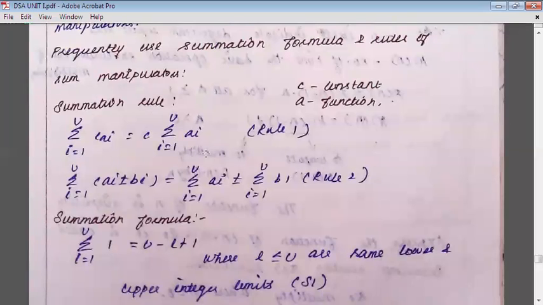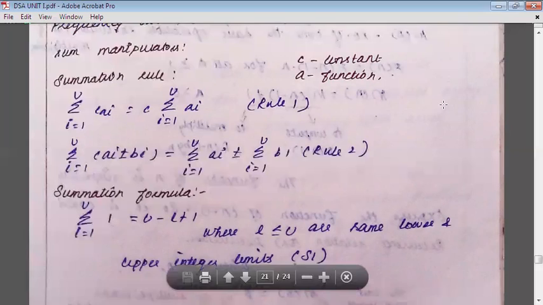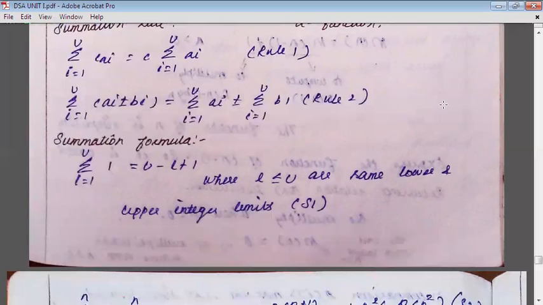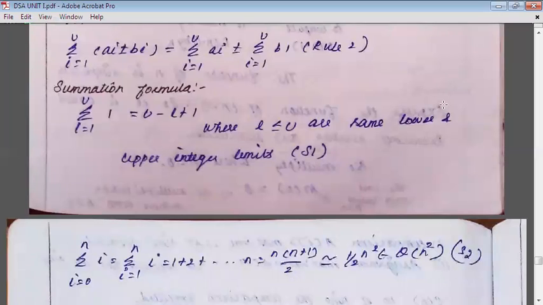Okay, the summation formula. The summation from i equals l up to u of 1 equals upper limit minus lower limit plus 1. So 1 is repeated u minus l plus 1 times, where l is less than or equal to u, the same lower and upper integer limits. This is formula 1.